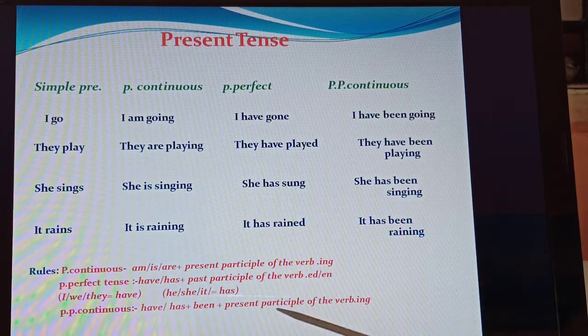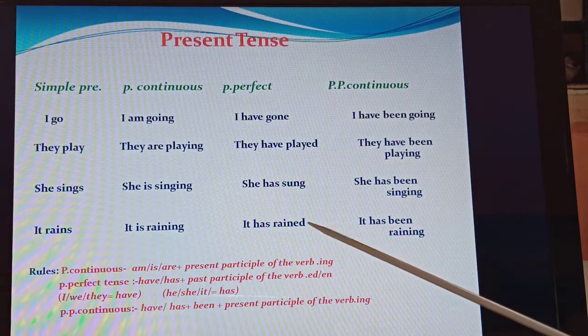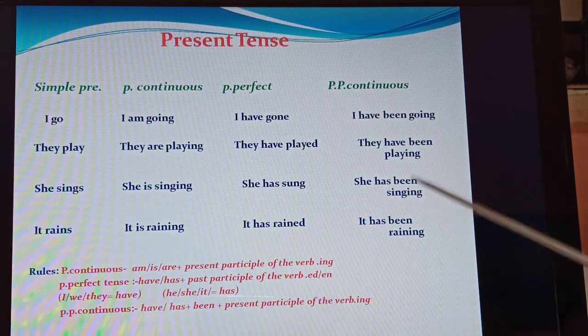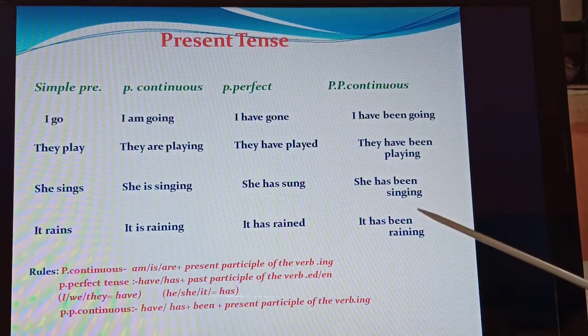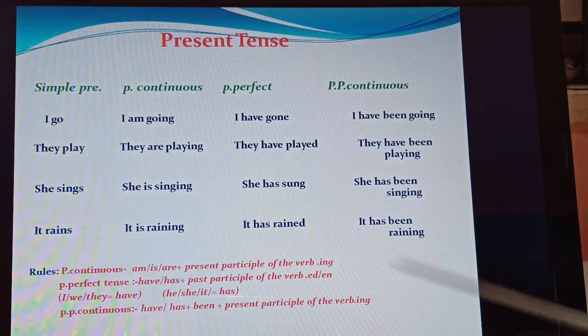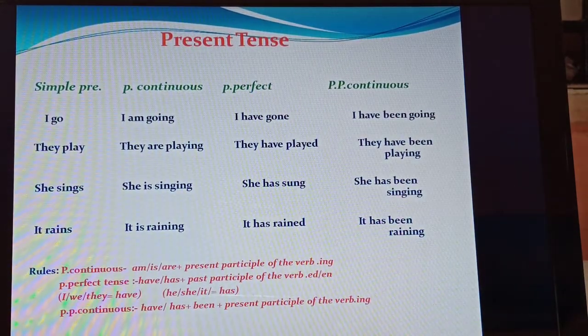You see the rule here, has or have. I told you here when to use has and have. Okay, has or have, plus been, B-E-E-N, everywhere been, plus present participle of the verb. Present participle of the verb means you put ing and you get the present participle of the verb. I hope you have understood how to change from simple present to present continuous, present perfect and present perfect continuous.